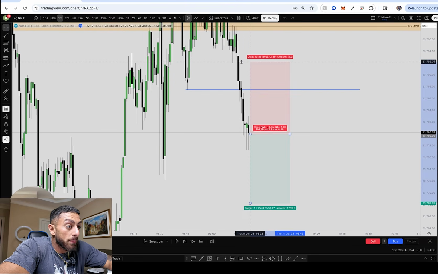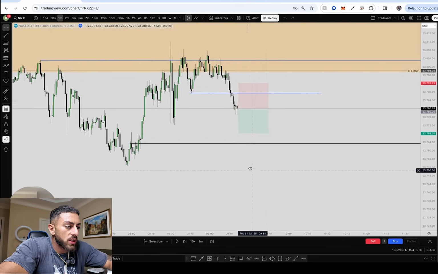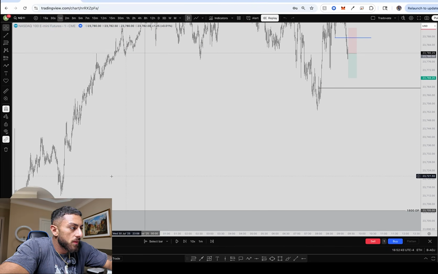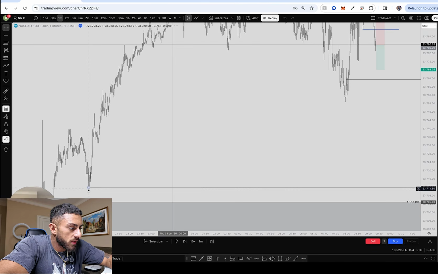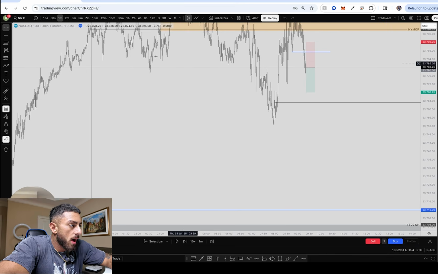So for a safe stop loss, I'm going to keep it above here. But where am I targeting? I'm going to be targeting on the higher time frame. I'm targeting, for example, these lows all the way down here. I'm going to be targeting this low right here. We'll see if we can get down to this low. Obviously, we know we've already seen it. And then first target is going to be obviously right here.